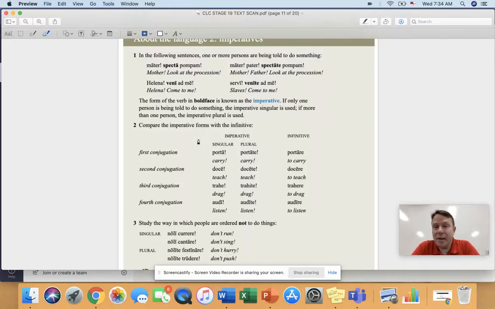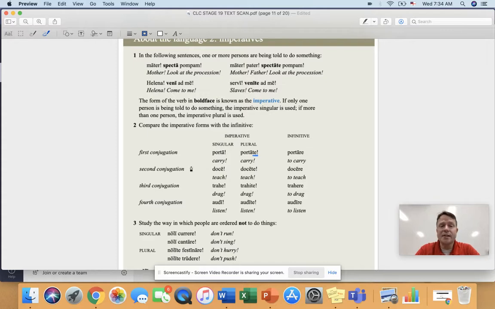Now in English, we just say, hey, carry this. In Latin, it's basically the same thing, except Latin will tell you whether we're talking to one person or more than one person. For the verb porto, portare, the singular command, if I'm telling one person, hey, carry this, is the verb without any ending. It's just porta, not portat, not portant, not portabamus. If I want to make it plural, I just add a te. So porta or portate.